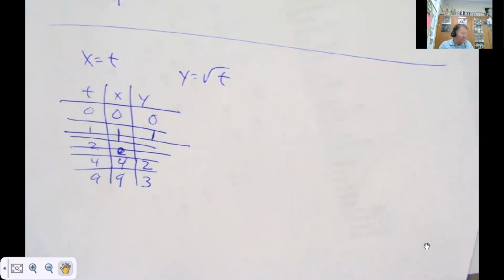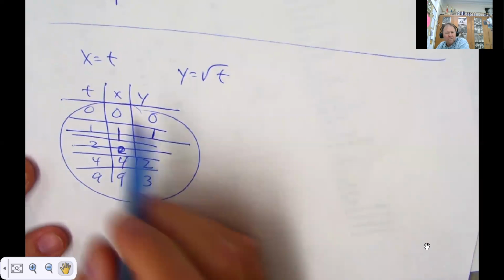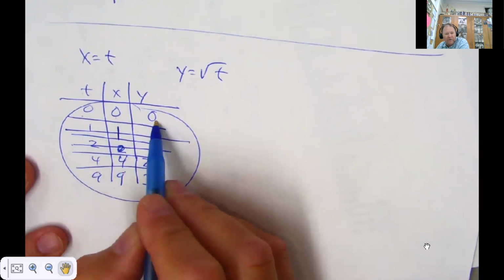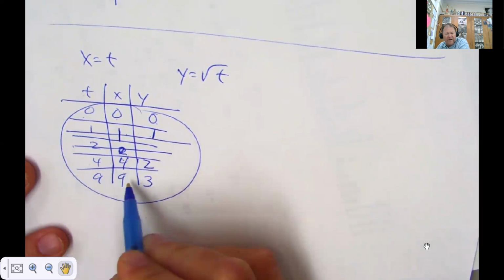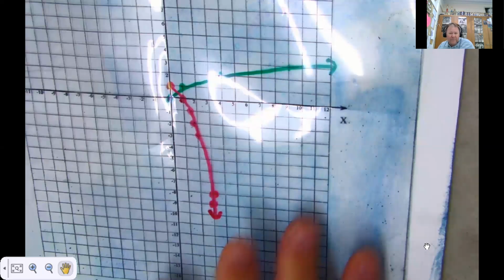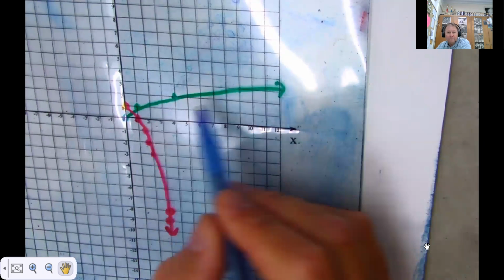And if we graph those points on the coordinate plane, we go 0, 0, put a dot, 1, 1, put a dot, 4, 2, put a dot, 9, 3, put a dot. What we end up getting is this green one this time, which looks like this.